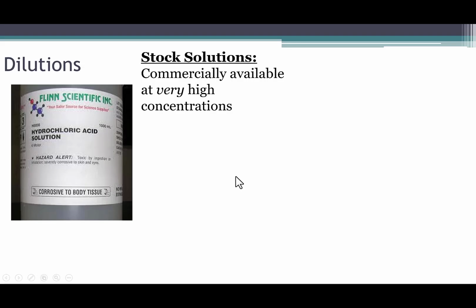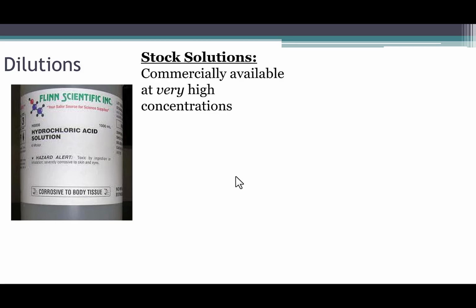So in any laboratory setting, biological, chemical, whatever, we order solutions as stock solutions. These are very, very high concentrations that are commercially available. But the problem with high concentrations is they're not very usable in a lab. For example, hydrochloric acid comes as a 12 molar solution.